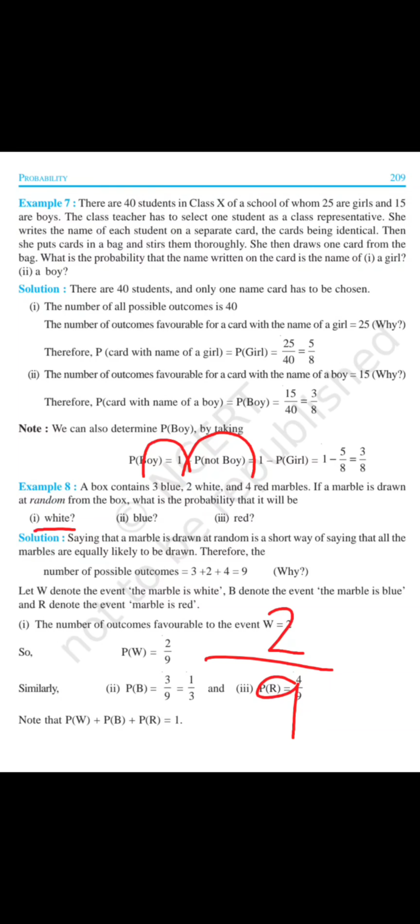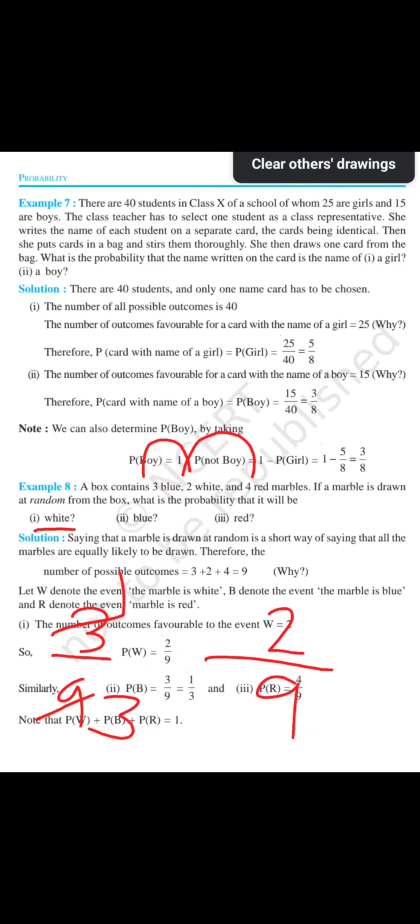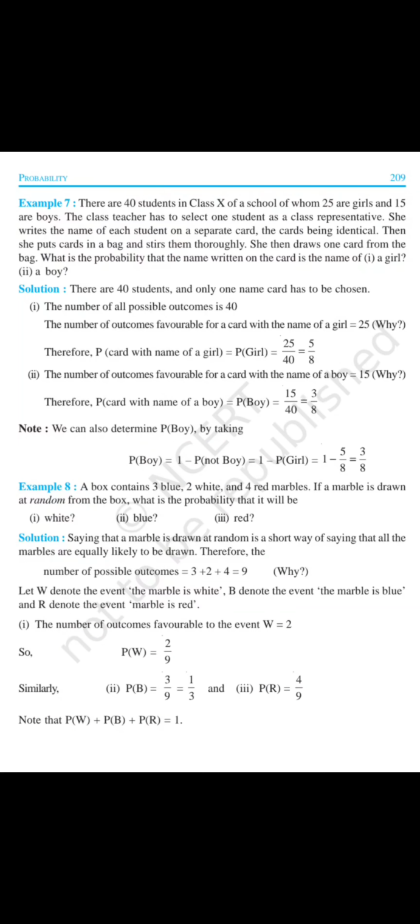Correct. And for the blue, it is 3 by 9, which is 1 by 3. When we simplify it, this is 1 by 3. And for the red, there are 4 red marbles, so 4 by 9. So this is the probability for red marbles.